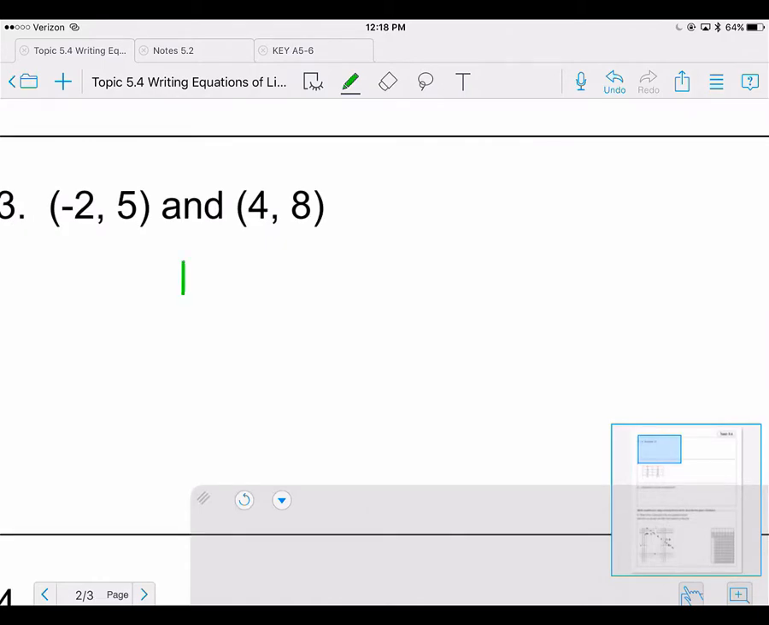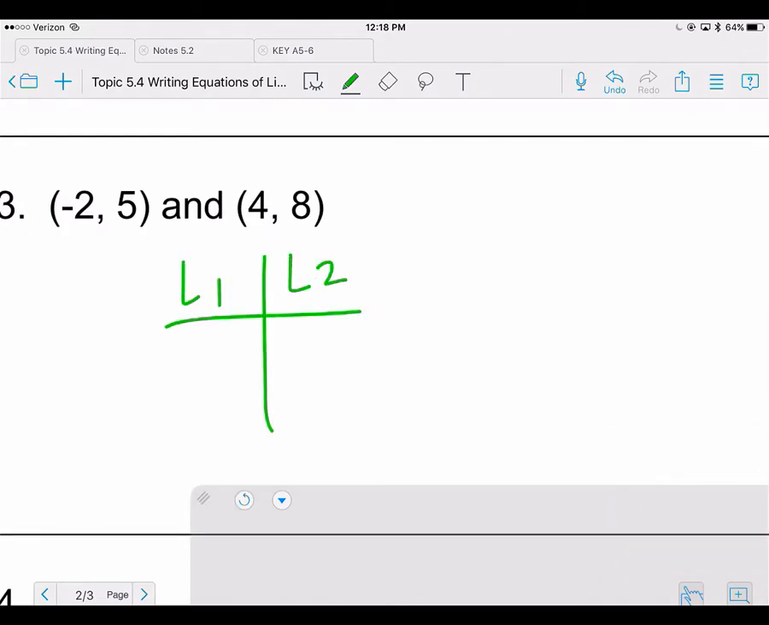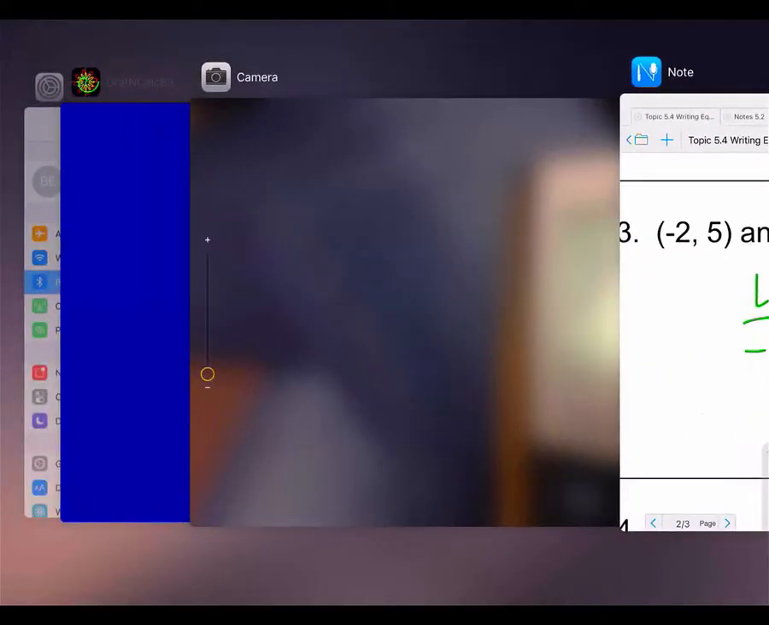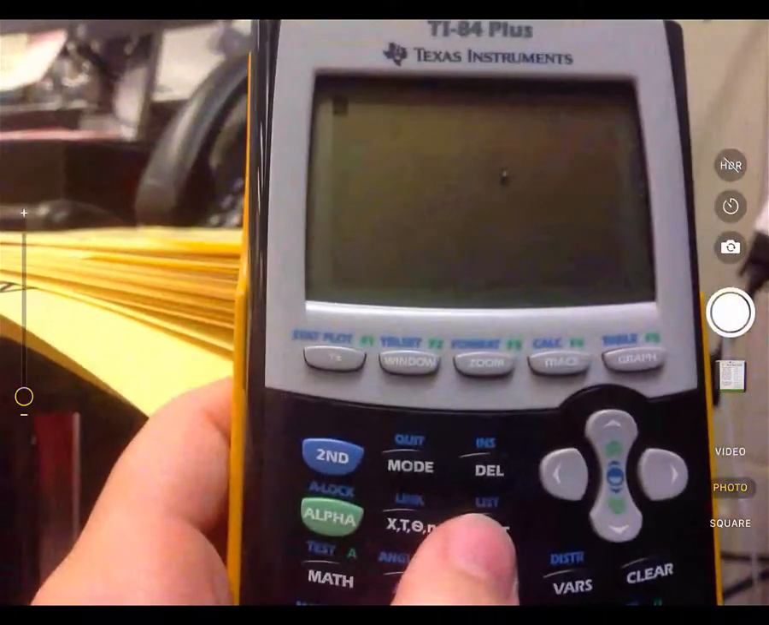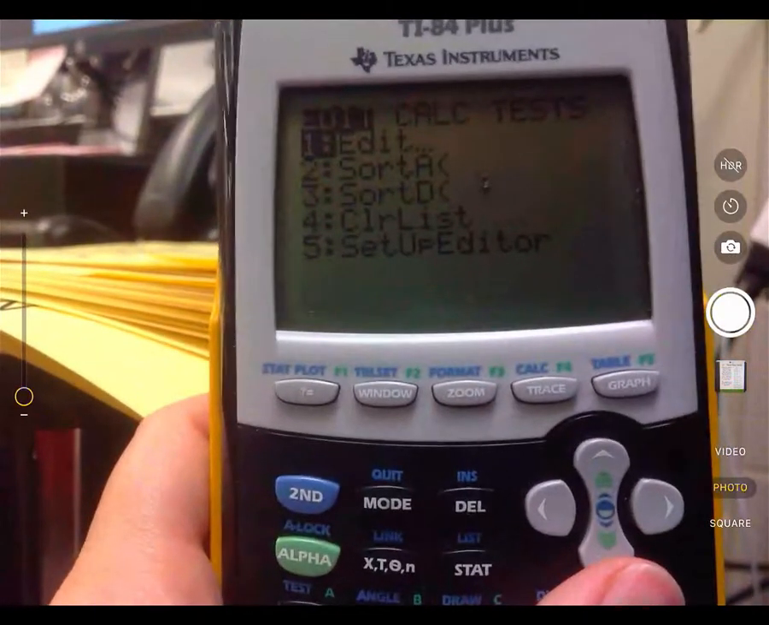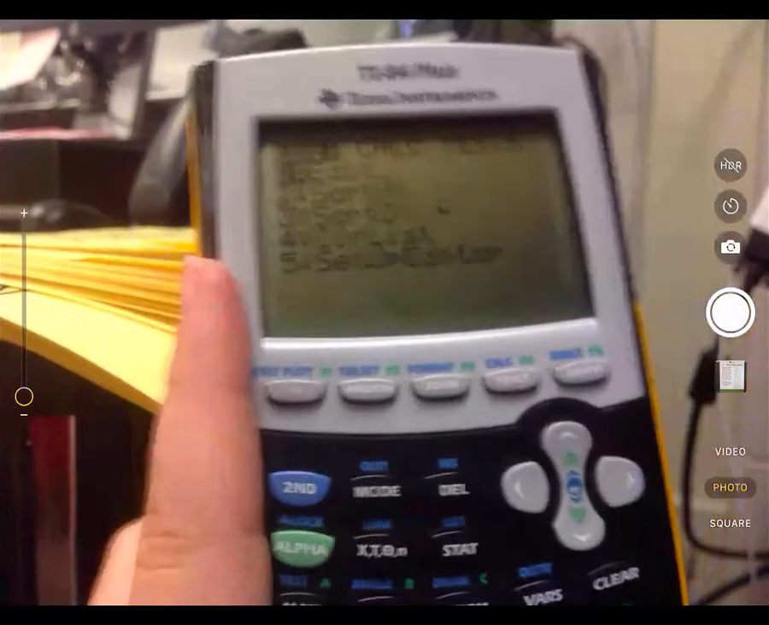So again, problem 2, we're going to make our list beforehand. So I have negative 2, 5, 4, 8. So I'm going to put in negative 2, 4, 5, and 8, and I'm going to do it on my calculator. So I go back to my calculator. On my calculator, I click that stat button again. Edit is highlighted, so I press enter.